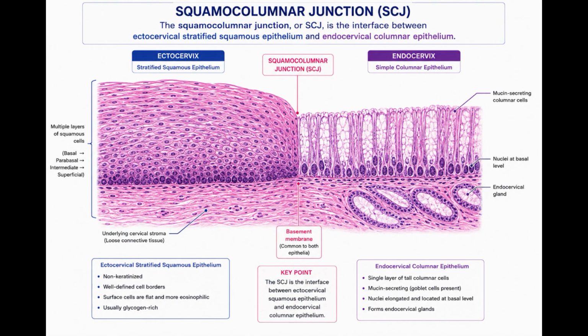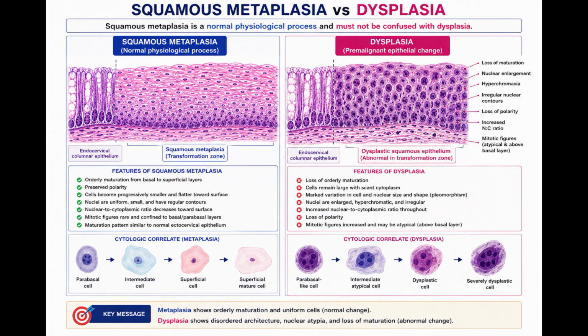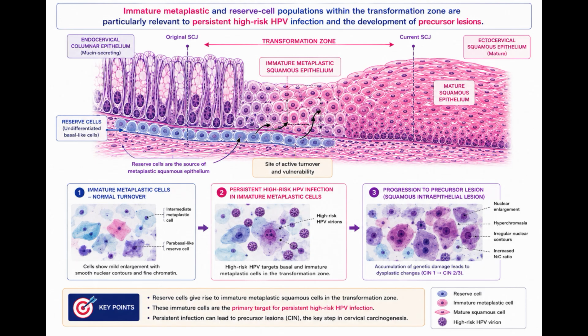in this region. The squamocolumnar junction, or SCJ, is the interface between ectocervical stratified squamous epithelium and endocervical columnar epithelium. The transformation zone is the area between the original and current SCJ, where exposed columnar epithelium has been replaced by metaplastic squamous epithelium. Squamous metaplasia is a normal physiological process and must not be confused with dysplasia. However, immature metaplastic and reserve cell populations within the transformation zone are particularly relevant to persistent high-risk HPV infection and the development of precursor lesions.